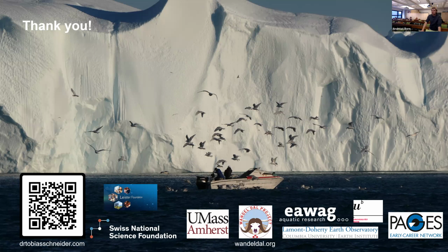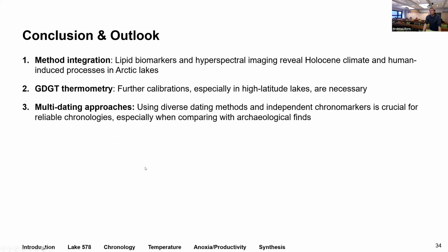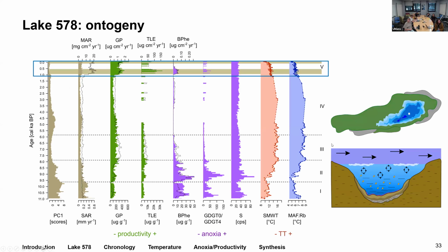If you go back to the synthesis with all the proxies, during the human period, the period where the Norse people arrived, there was a high increase in productivity and anoxic conditions. And then later, when they left again and the modern settlers arrived, the productivity seems to increase again, but there are no anoxic conditions. What is the explanation for that?